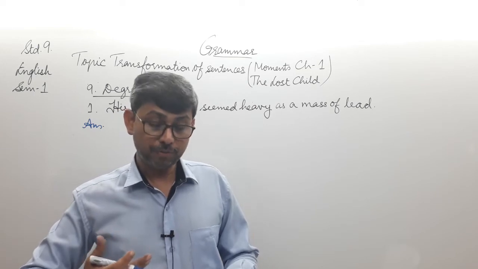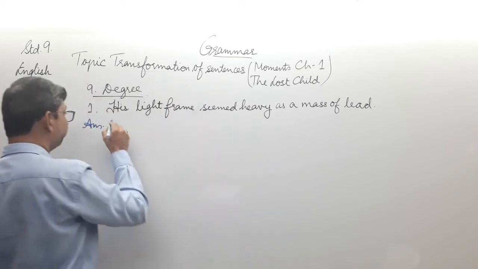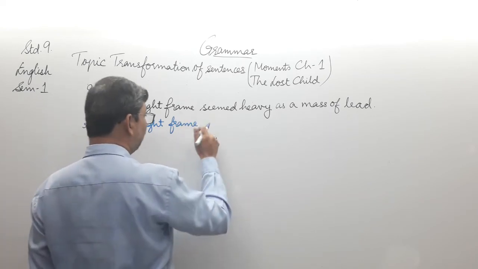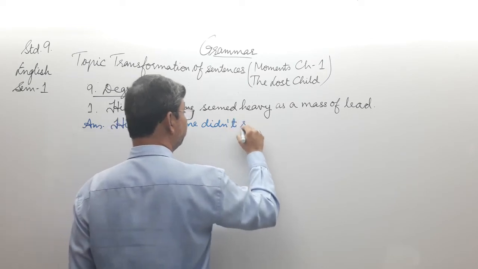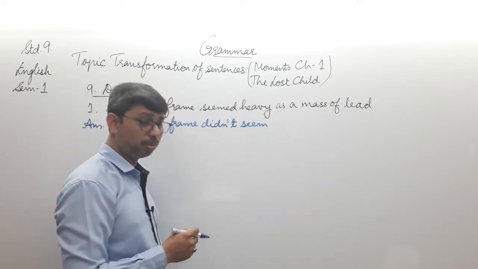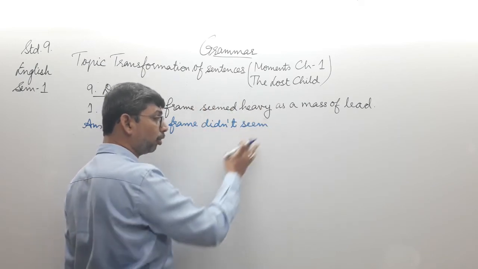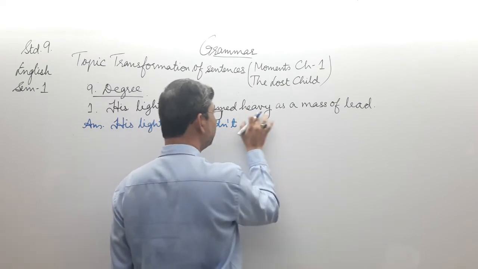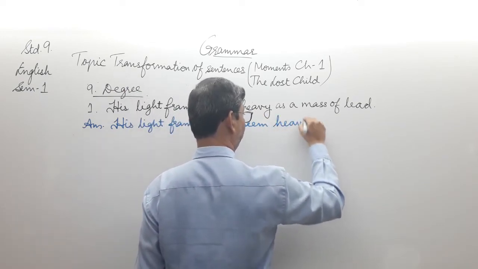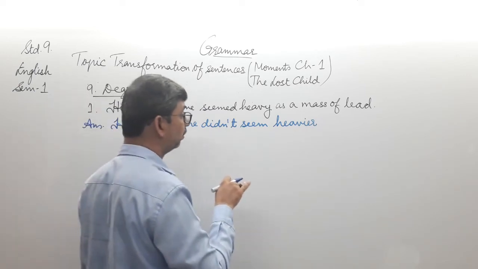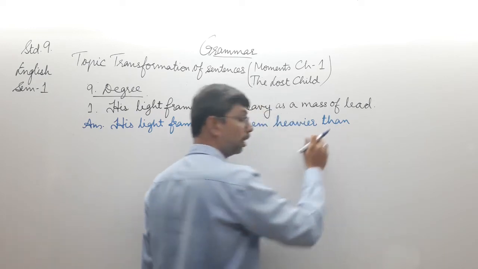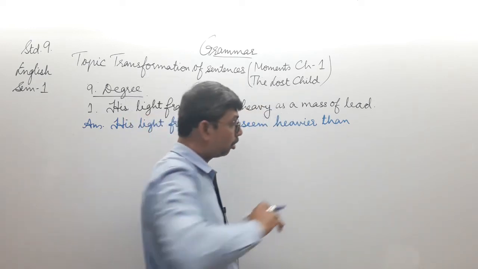In order to do that, we have to make a number of changes. So acknowledge the changes very well. His light frame, so here we are going to write the negative word didn't seem and change seemed into seem, that is the present form, in order to maintain the tense over here. So his light frame didn't seem, the meaning should not change over here. His light frame didn't seem heavier, so I'm changing the adjective given from its positive to the comparative form, heavier. So we are saying it didn't seem heavier than a mass of lead. So again, when we use the comparative, we use the word than for comparison, a mass of lead.